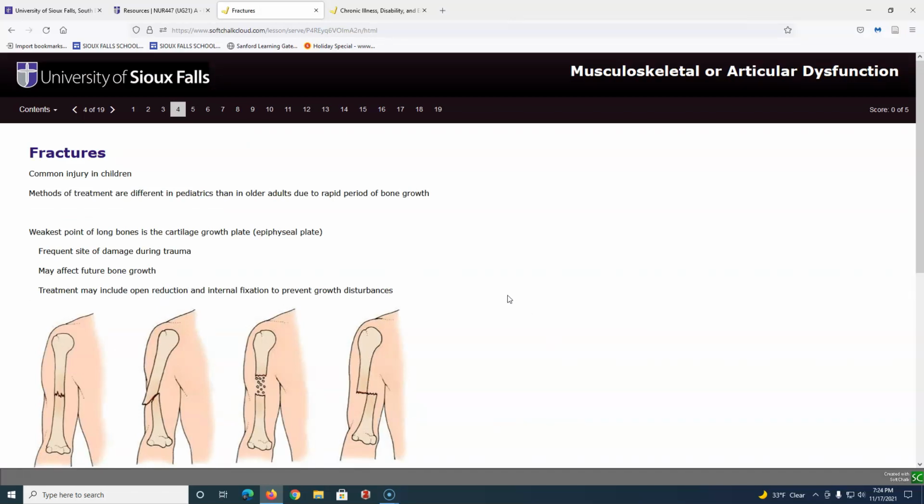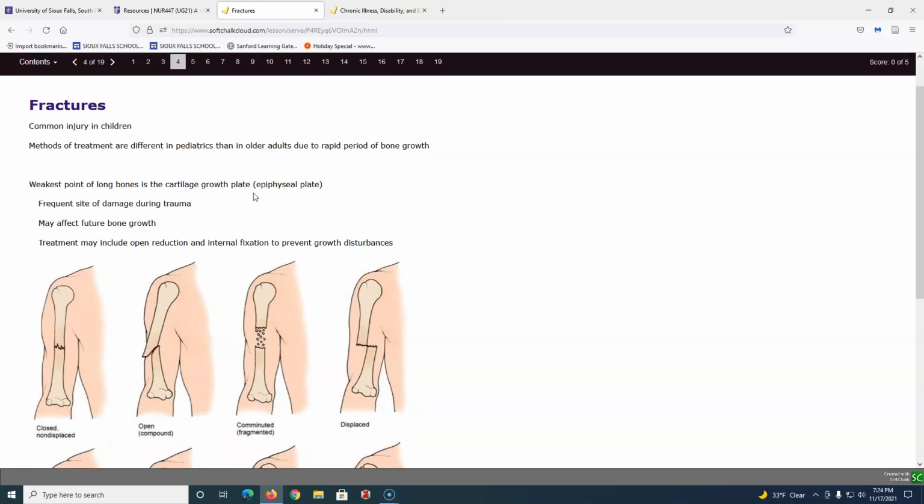Fractures, this is very common in children. There's many different treatment methods for this, but we have to be very careful with kids, especially if we're talking about bone growth and those growth plates. So that's a major concern in pediatrics.